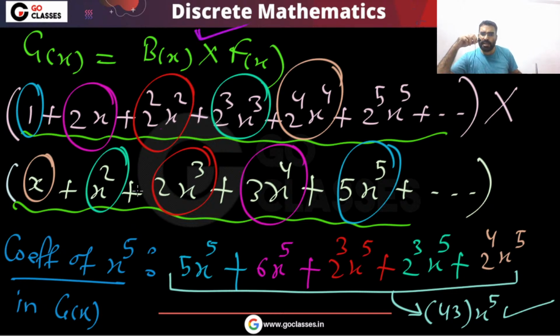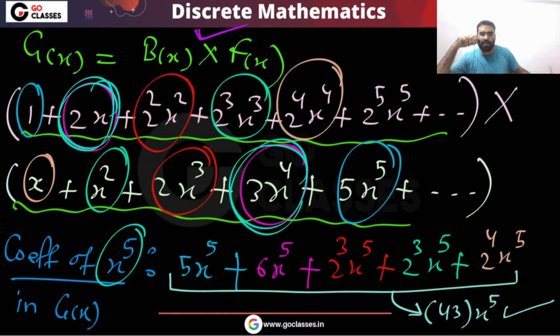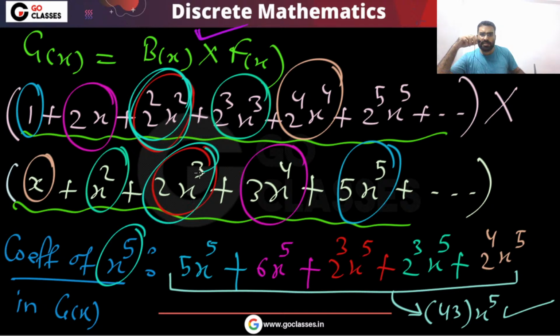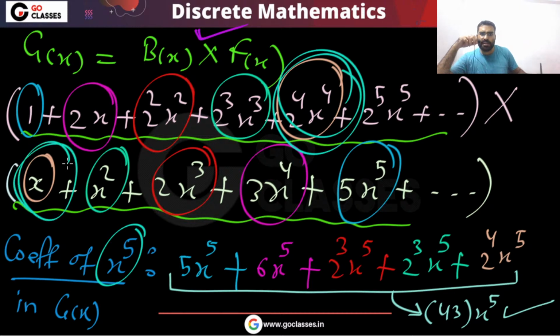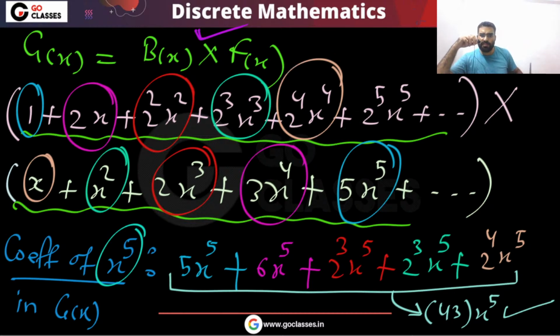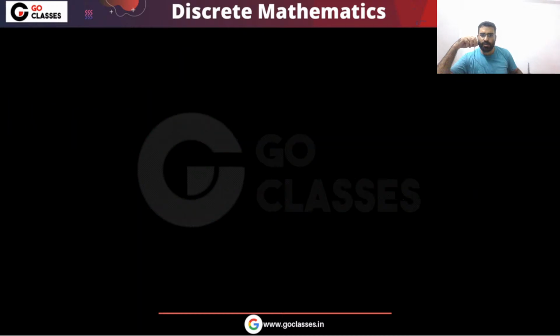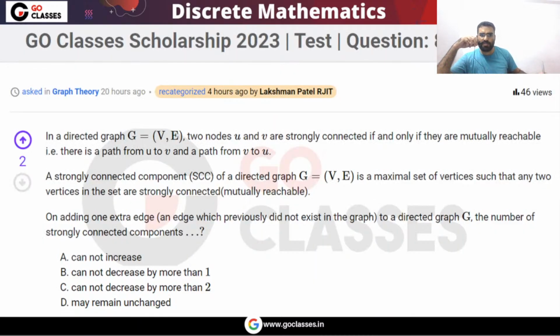When you multiply them, how can you create x power 5? You have to focus on x power 5. If you want to create x power 5, you can create it like this. When you multiply this with this, you get x power 5. Multiply this with this, get x power 5. So the answer will be 43. This is a very easy question.